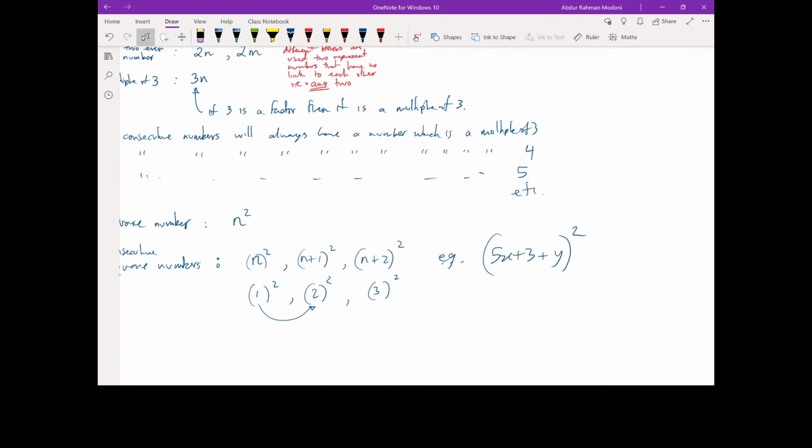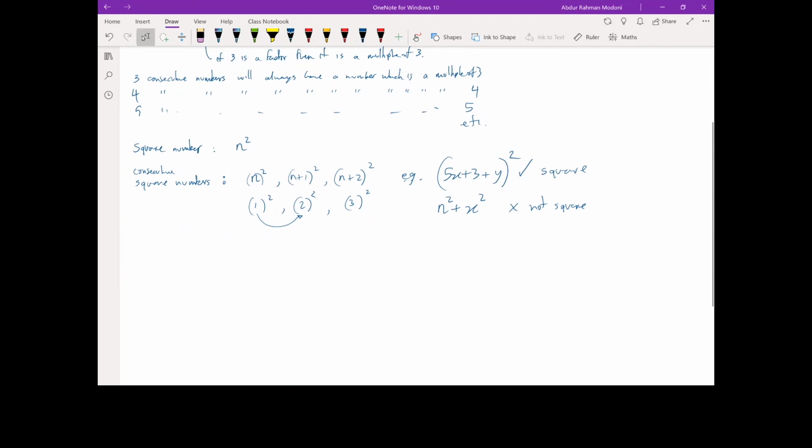Would this be a square number? Does the whole thing have a square on it? No, it's got 2 square numbers added. You've got 2 square numbers being added, but does that give a square number? Not necessarily. Think of an example. Square number 1, square number 4. Add them together, 5. Is that a square number? No, not a square number. Is this a square number? Yes, square. So these are examples of squares and not squares expressions.